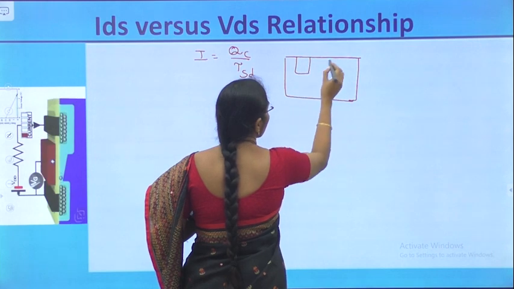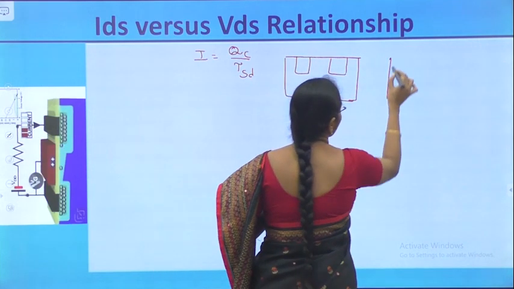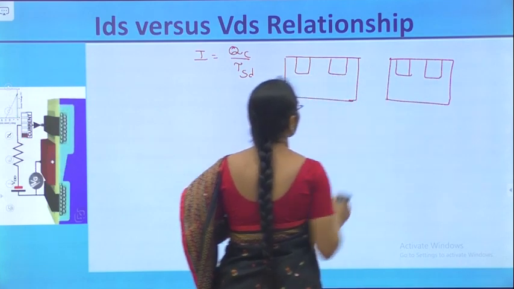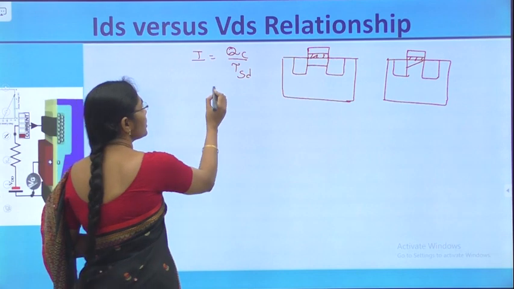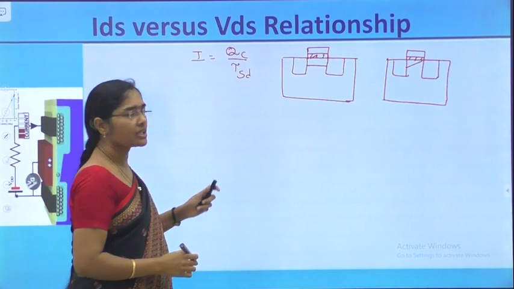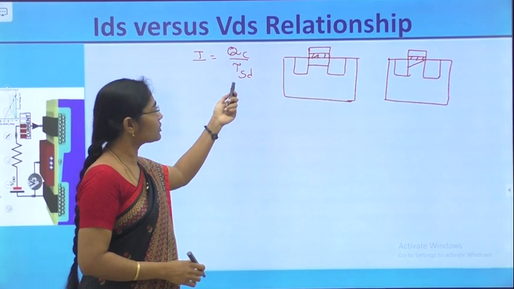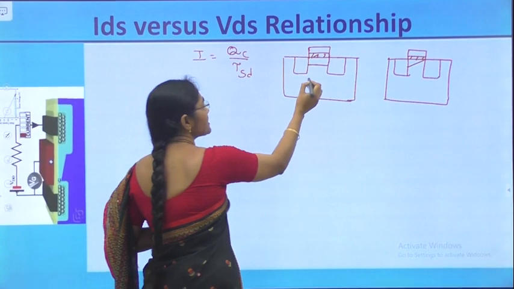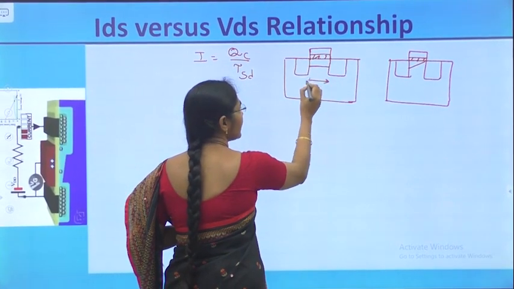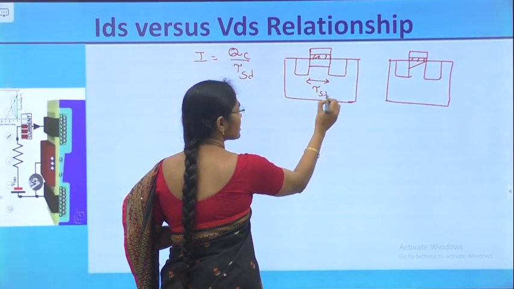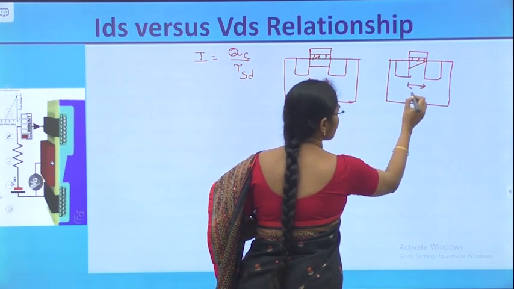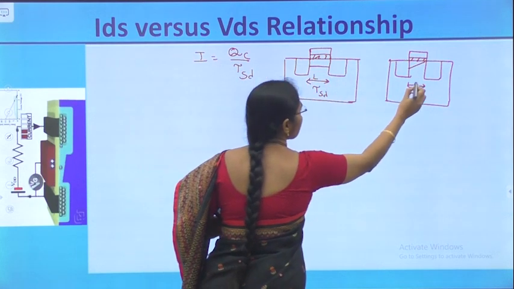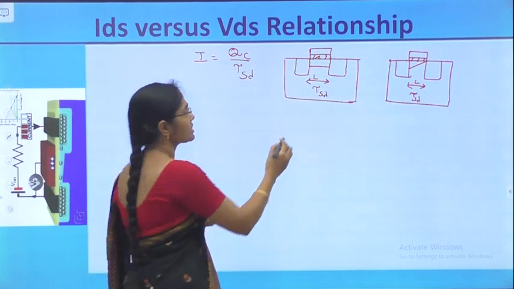In the non-saturation region or in the saturation region, the channel charge differs, but the electron transit time in the channel is the same. The correct I is equal to QC by tau ST, where QC is the charge and tau is the electron transit time. The electron transit time tau ST is the same in the saturation and non-saturation regions. Why? Because the length of the channel is the same in both regions.